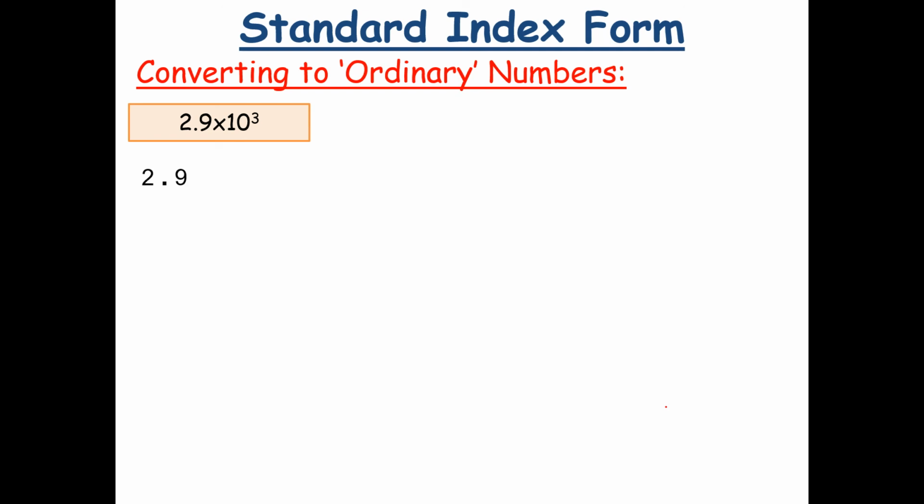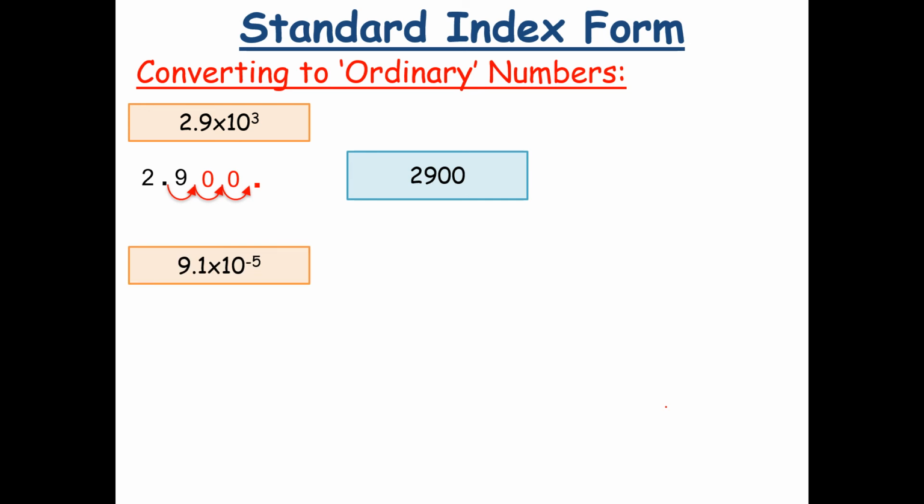That means our decimal place is moving to the right. It's becoming a bigger number. It's going to move 3 times. So 1, 2, 3. That's where our new decimal place will be. And now we have to put our placeholders of 0. So our answer to 2.9 times by 10 to the power of 3 is 2,900.